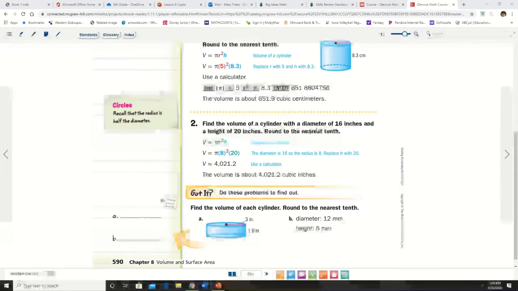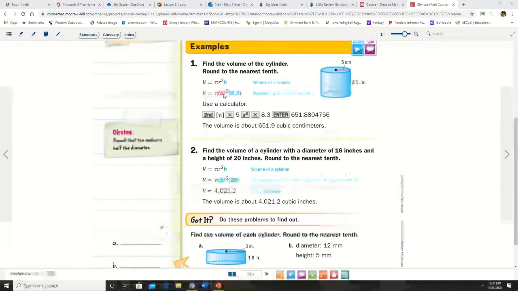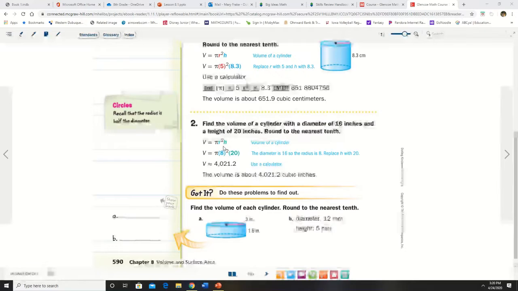When they give you the diameter, remember our formula is asking for the radius. So you have to ask yourself, the radius is half of the diameter. So if the diameter is 16, what's half of 16? In this case, again, we go back to our formula, V equals pi times radius squared times height. Pi times half of 16 is 8, so 8 squared, and then times 20, because they're telling us the height is 20.